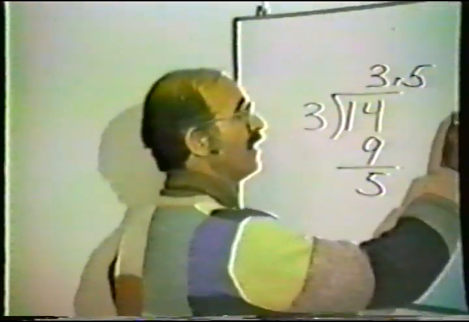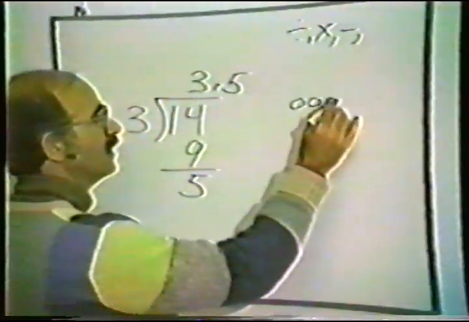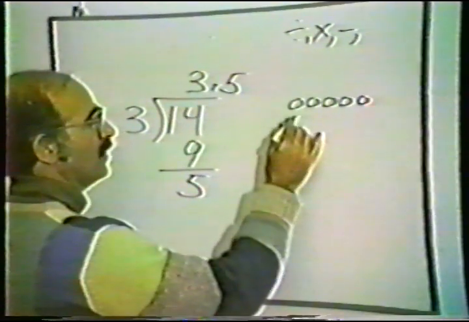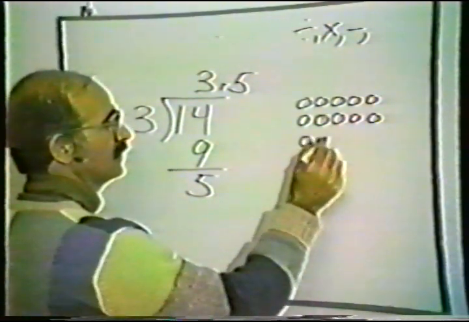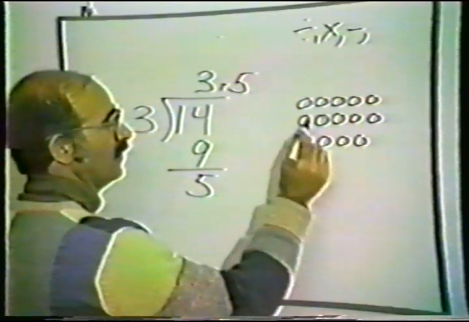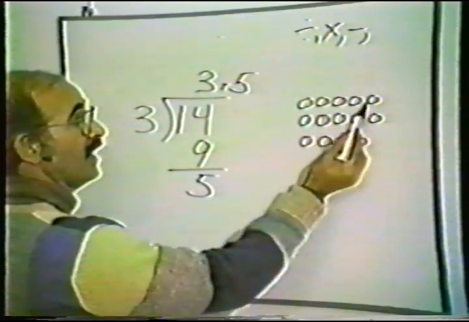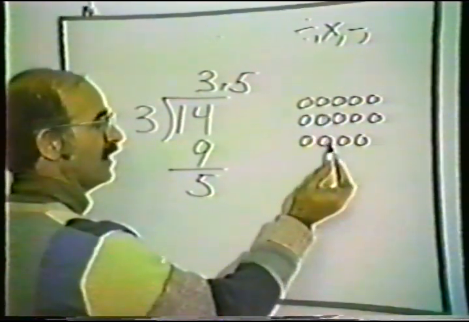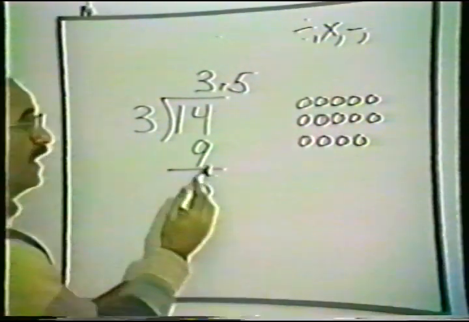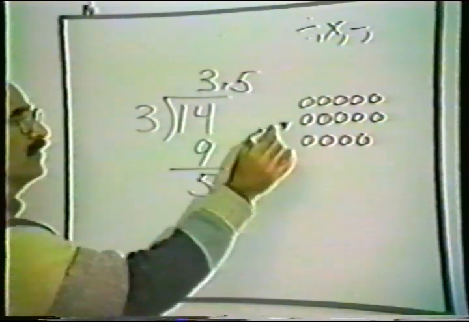If I have 14 little marbles, 1, 2, 3, 4, 5, 6, 7, 8, 9, 10, 11, 12, 13, 14. And I can get 3 groups of 3.